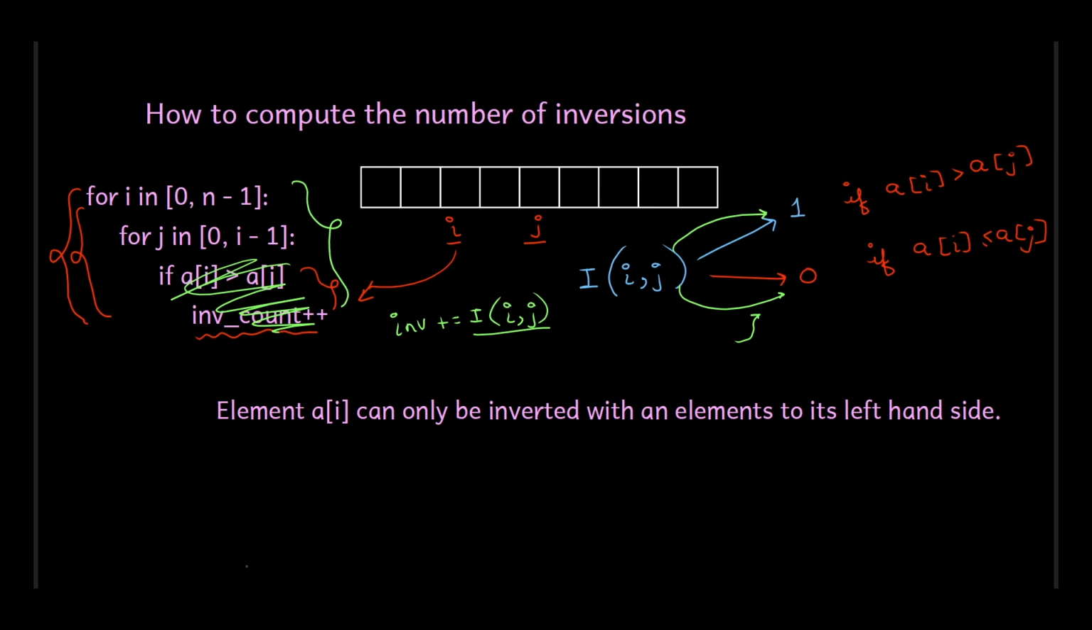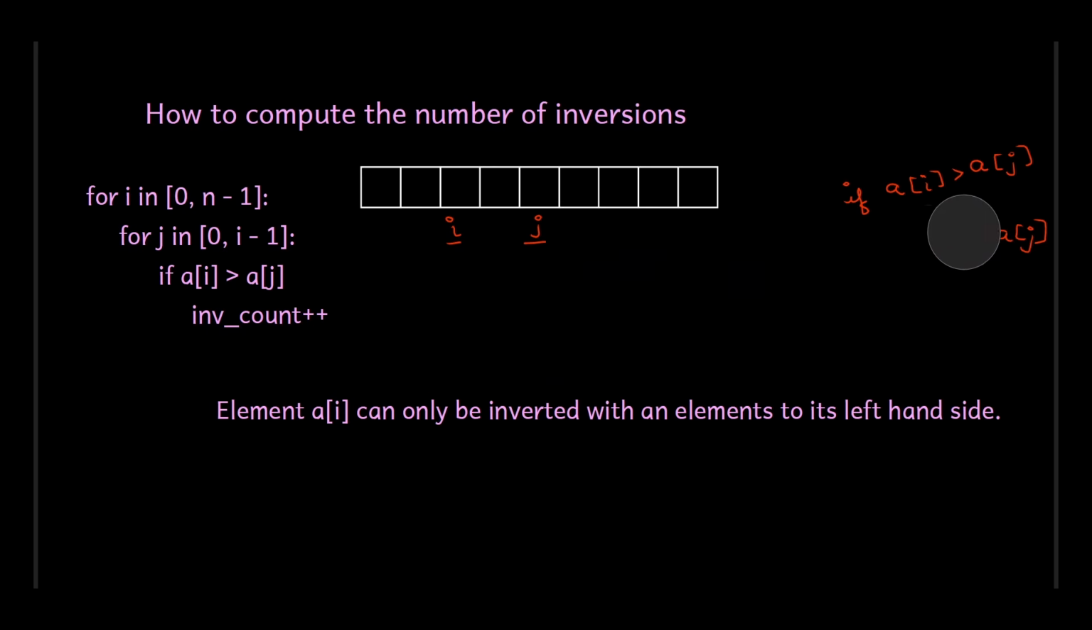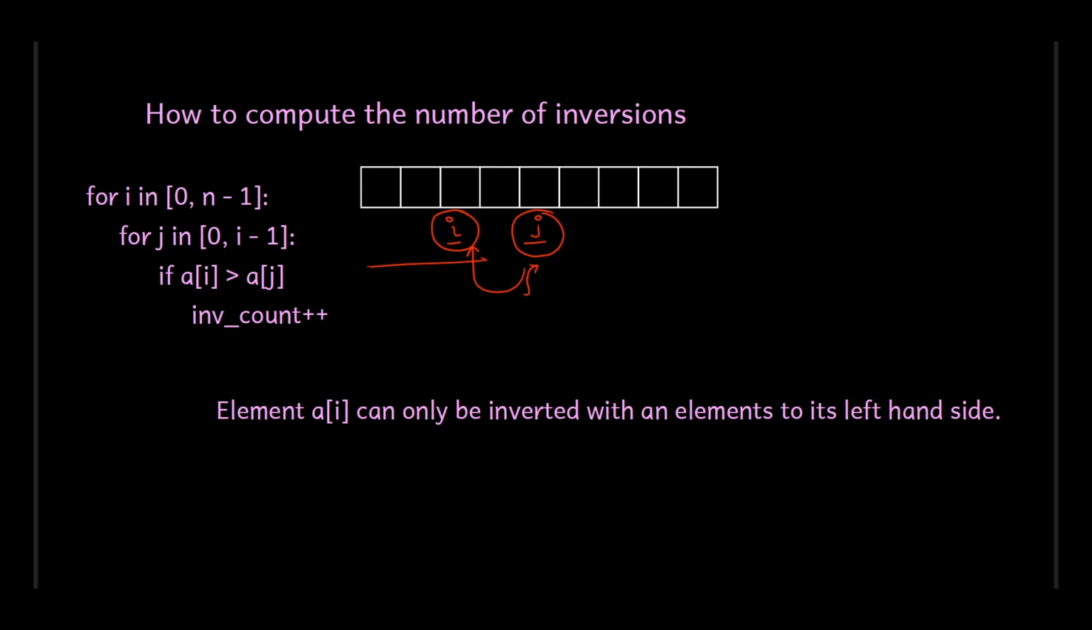So now, the next time you see an inversion related problem, instead of trying to find the inversions for an array, you can instead focus your approach on any pair of indices of the array, which is i comma j, and ask yourself this question: is this element a of j inverted with its left neighbor, the element on the left hand side, which is a of i? If yes, you add 1 to your answer. If no, you add 0 to your answer. And if you do this for all pairs, then at the end you will have your answer.